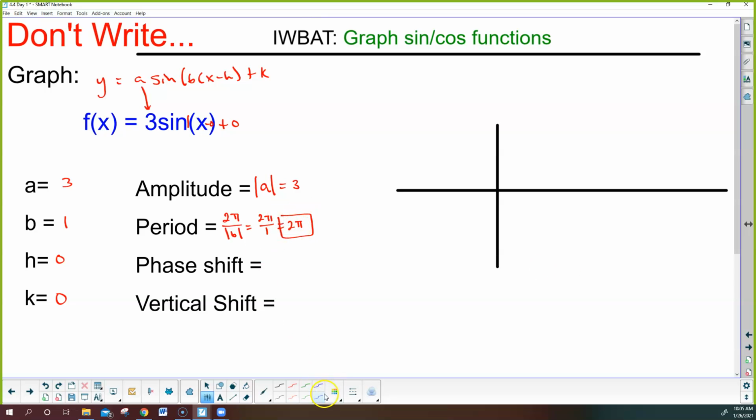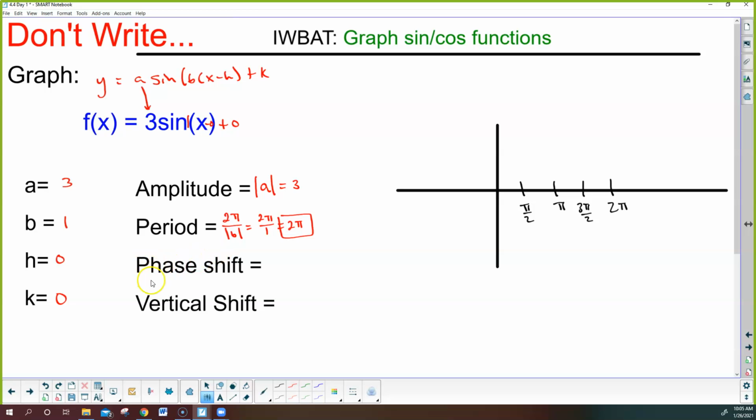So from that period, I'm going to go 1, 2, 3, 4. And because the period is 2 pi, that tells me my fourth tick mark is 2 pi. And then we can do everything like we did before. Nothing crazy there. We'll show you one where b affects it and how that changes these values.